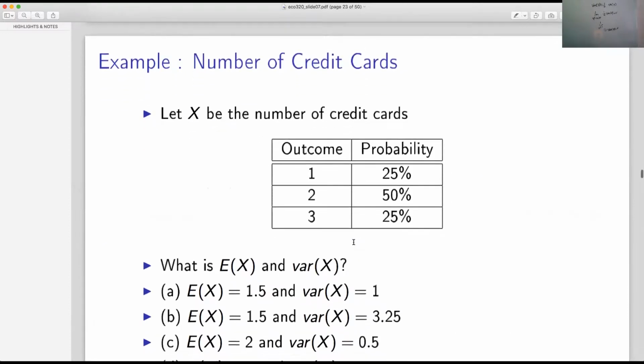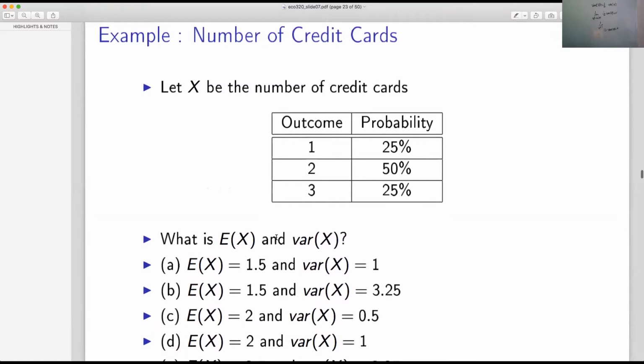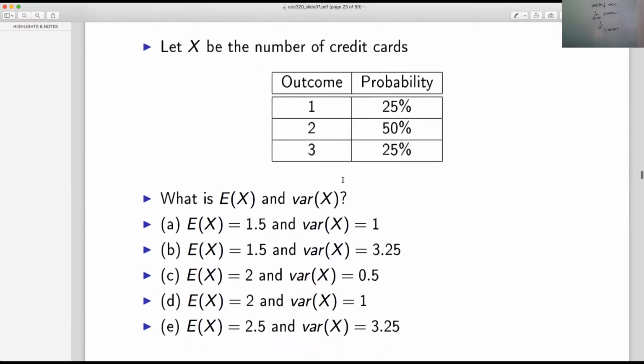So, number of credit cards, let's talk about this. E of x and variance of x, you guys should be able to do that, right?